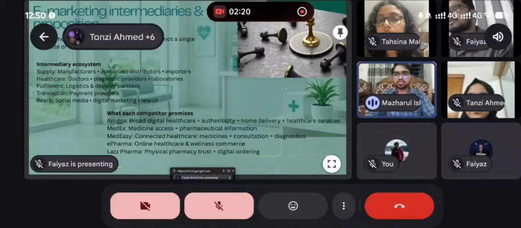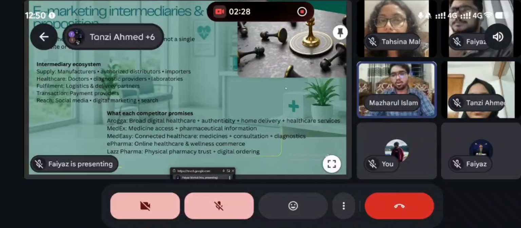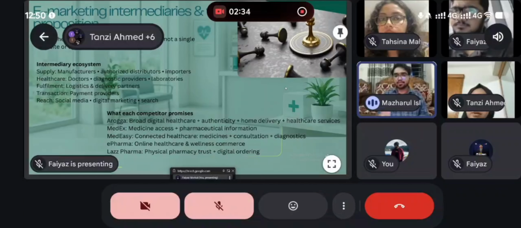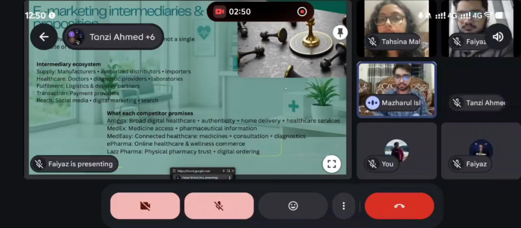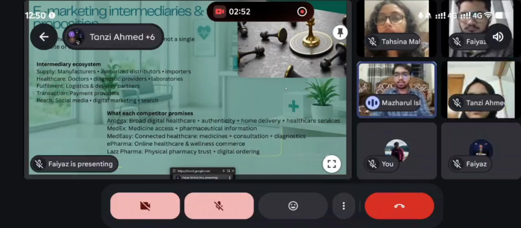When we compare the value propositions of the competitors, Arogga focuses on broad digital healthcare, product authenticity, home delivery, and healthcare services. Medex focuses more on medicine access and pharmaceutical information. Medici focuses on connected healthcare through medicines, consultations, and diagnostics. ePharma focuses on online healthcare services and wellness commerce, while Lazz Pharma combines physical pharmacy, trust, and digital ordering. Therefore, Arogga's value comes from connecting different parts of the healthcare ecosystem, providing customers with convenience and digital access.